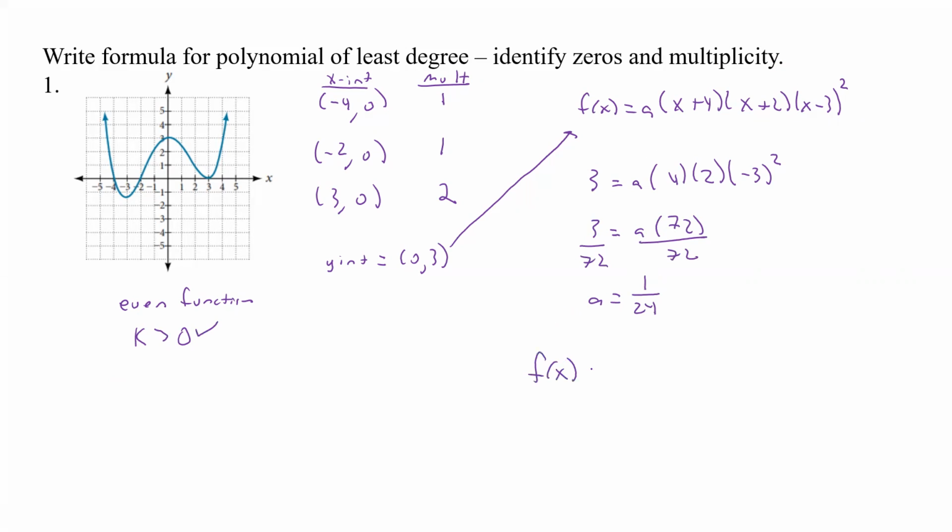So our final function is going to be as follows. F of x equals 1 over 24 times x plus 4 times x plus 2 times x minus 3, the quantity squared. So it's even, and we have a positive k. Okay.